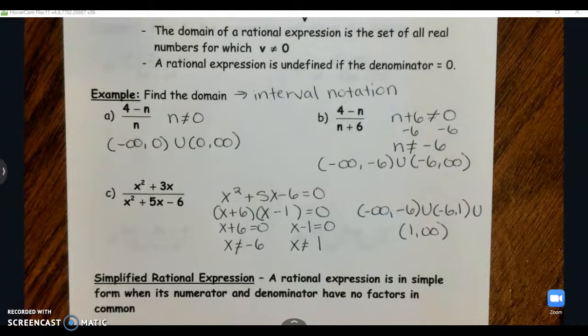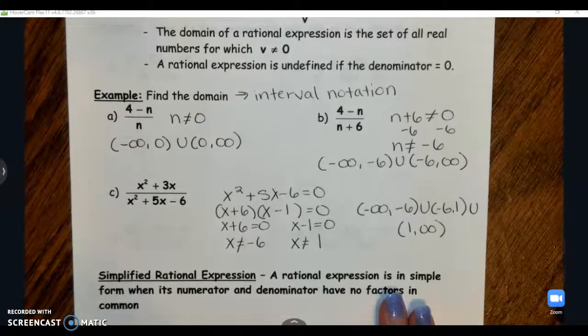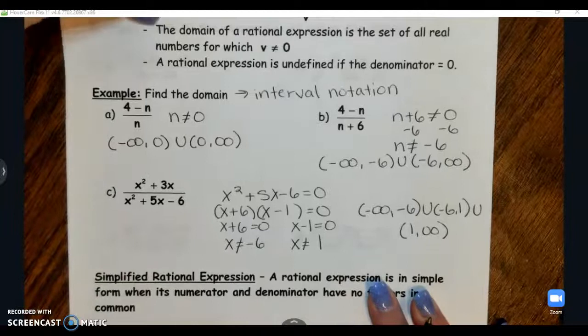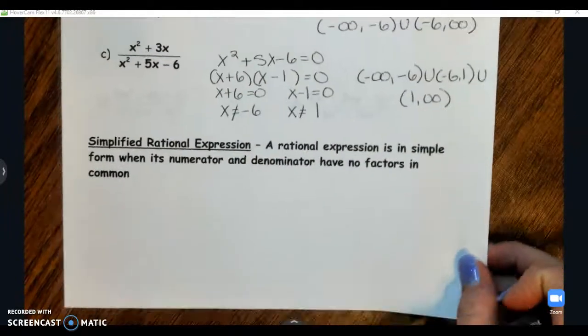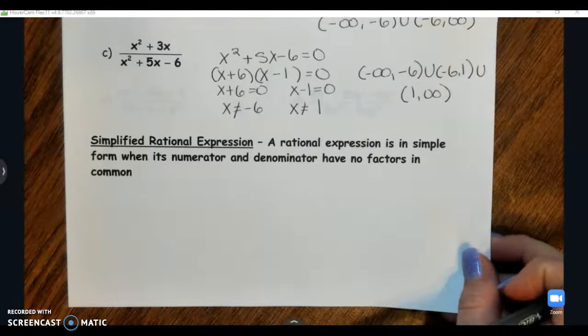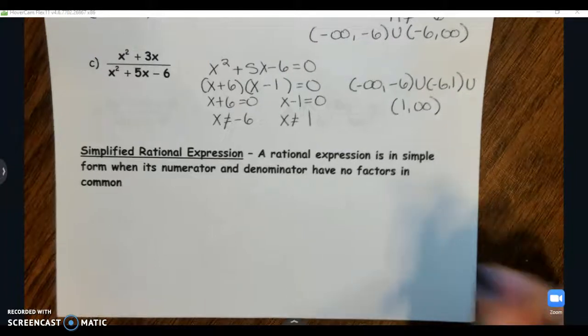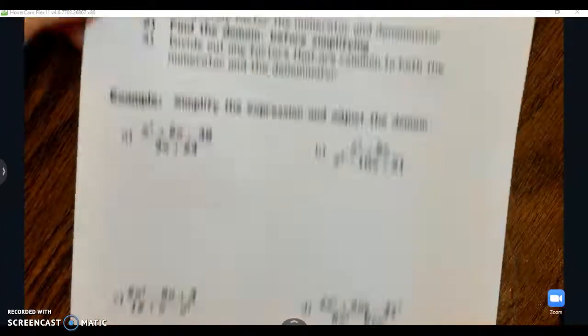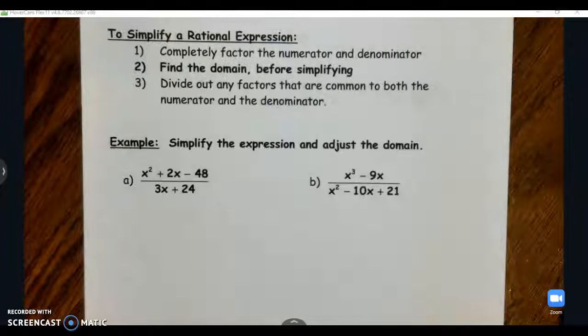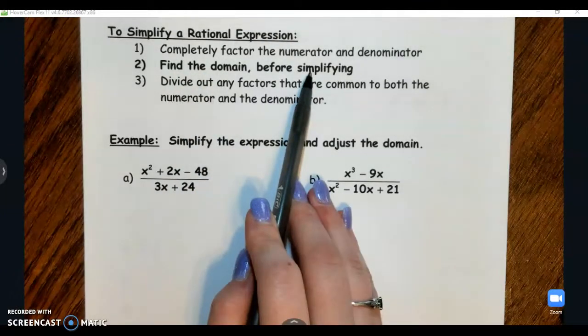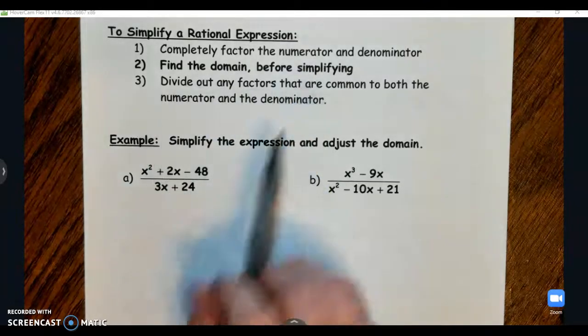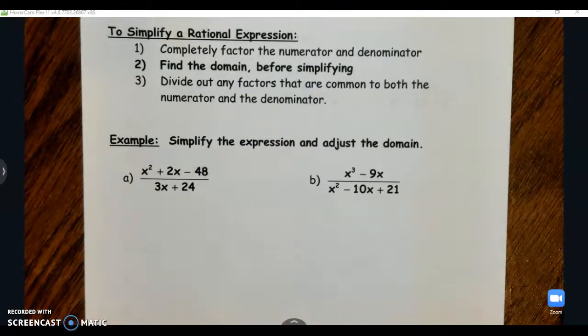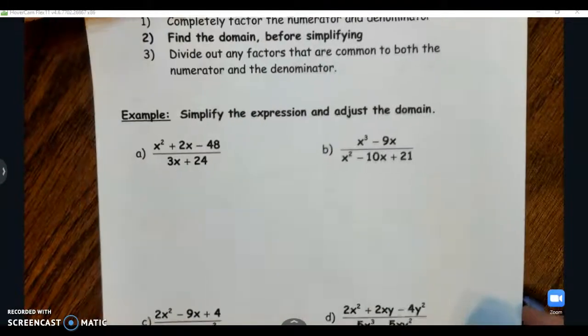Okay. So domain can't have 0 in our denominator. Then the skill we're going to be practicing and still using domain with is simplifying these rational expressions, and we do that when we have no common factors in our numerator and denominator. So we do this by, you guessed it, factoring. So to simplify a rational expression, we completely factor the numerator and denominator. We find and identify the domain before simplifying, and then you divide out any common factors to get your final simplified expression. So starting with A, let's factor our numerator and denominator.